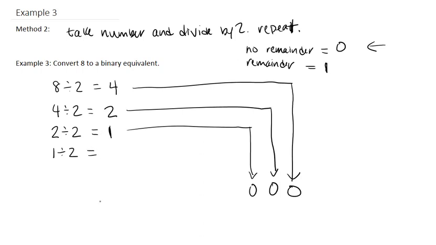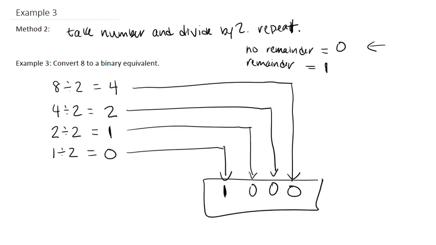Now 1 divided by 2 is not a whole number, so there's a remainder. It's 0 and a half, or 0 with a remainder of 1. The whole number is going to be 0, but because we have a remainder, we're going to place a 1 right there, because that's the next spot. And because we're at 0, we're done. So this is our binary equivalent.